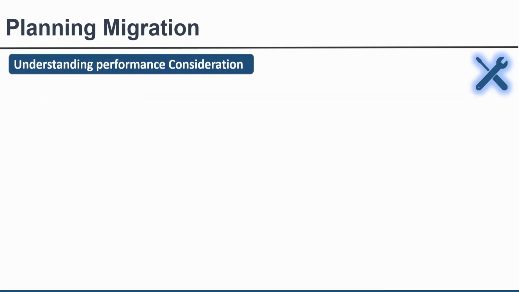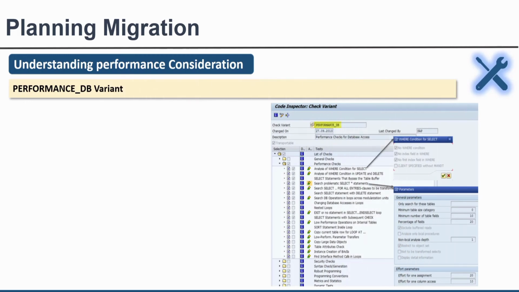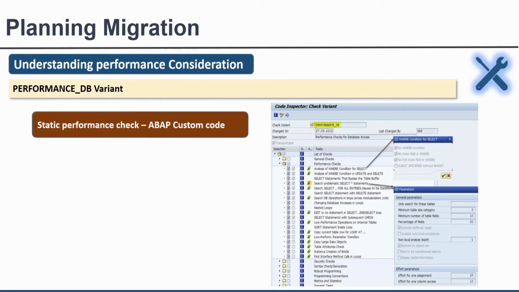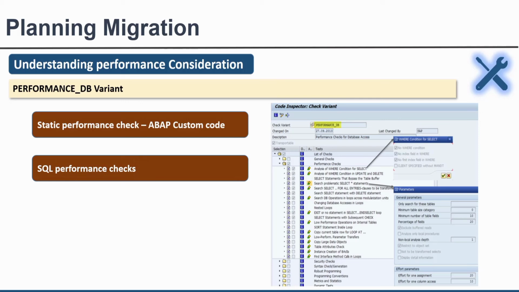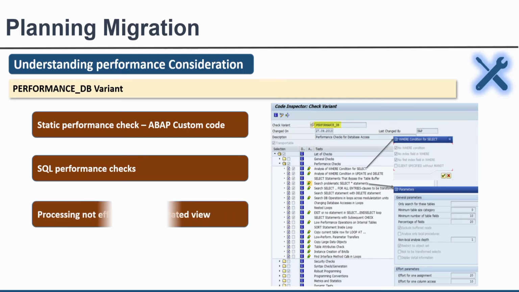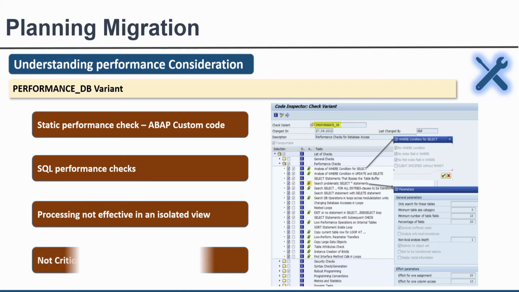Understanding performance considerations using the functional variant Performance DB. Performance DB is a recommended check variant for running a static performance check run for ABAP custom code. It contains all the required static SQL performance checks. The processing of static performance check results is not effective in an isolated view. ABAP source code in pure static checks are not critical in terms of performance and may not be used at runtime.